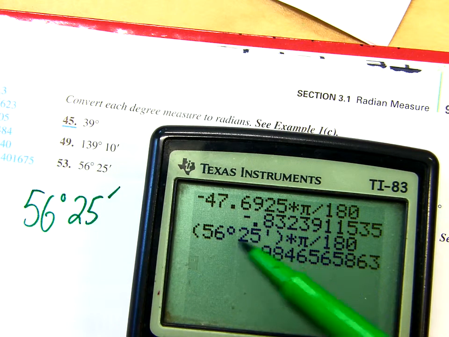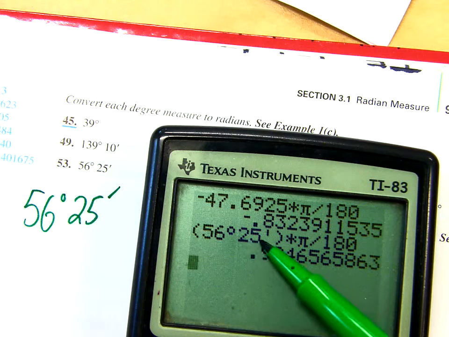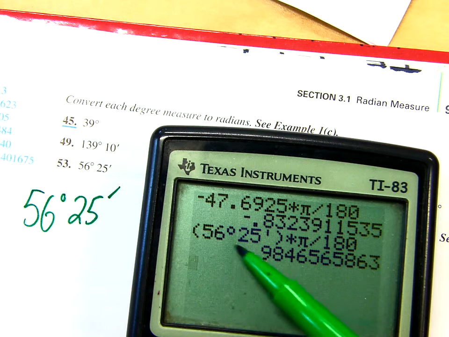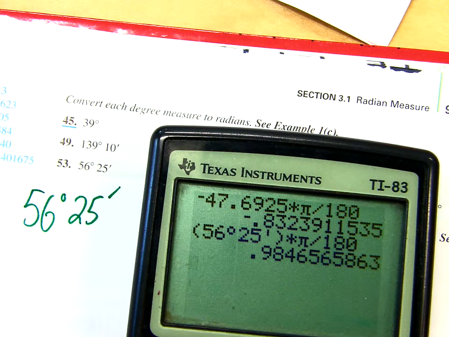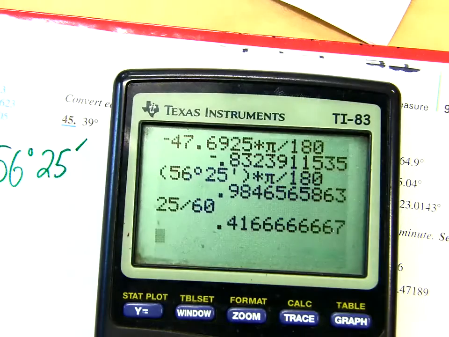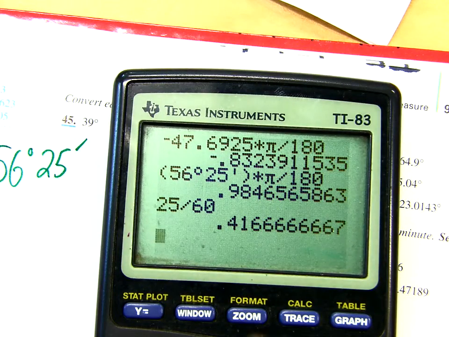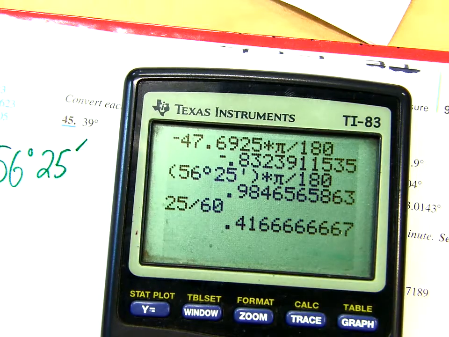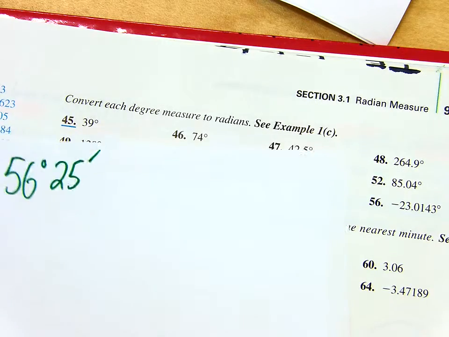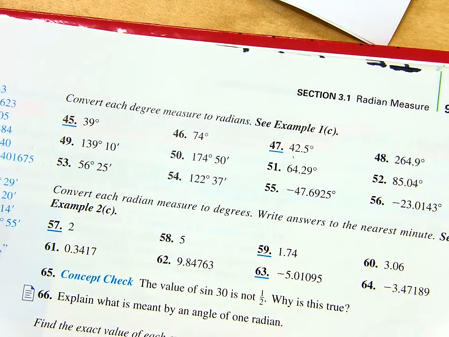By the way, if you couldn't do this, do you remember how to change that into a decimal? What do you do with the 25? Yeah, you divide it by 60. So I would have 56 point whatever 25 divided by 60 is. So I'd get that. So 56 point blah, blah, blah. All right. We're okay up through 55?